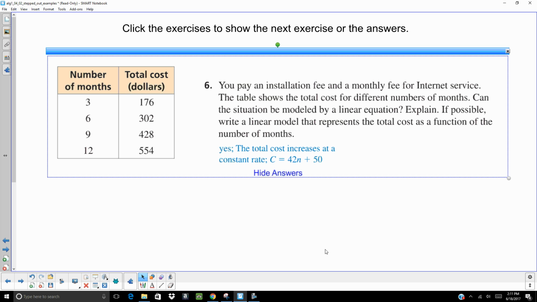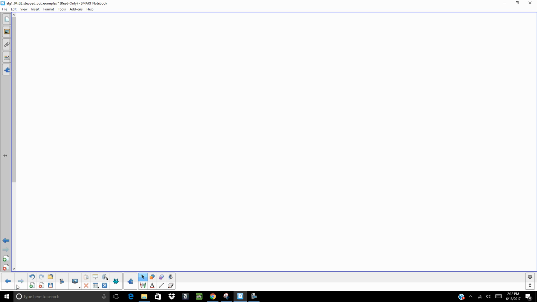You'd have to check and make sure that it is a constant rate. It is. You get a slope of 42. And you're going to have to check that multiple times. You choose one of the points and simplify, and you get 42n plus 50.